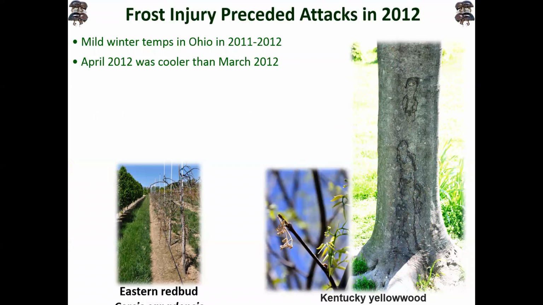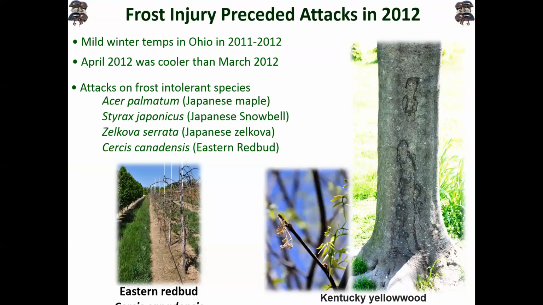Now, in terms of some field observations, we have seen that frost injury has preceded attacks, in particular in 2012. We had mild winter temperatures in Ohio in the winter of 2011-2012, and in fact, April ended up being cooler than March. There were 5 frost events in April, and following those frost events, there were attacks on intolerant species. For instance, this Kentucky yellowwood tried to leaf out twice and was zapped both times, and subsequently ambrosia beetles attacked that particular tree. This was a large specimen tree growing in a homeowner's yard.